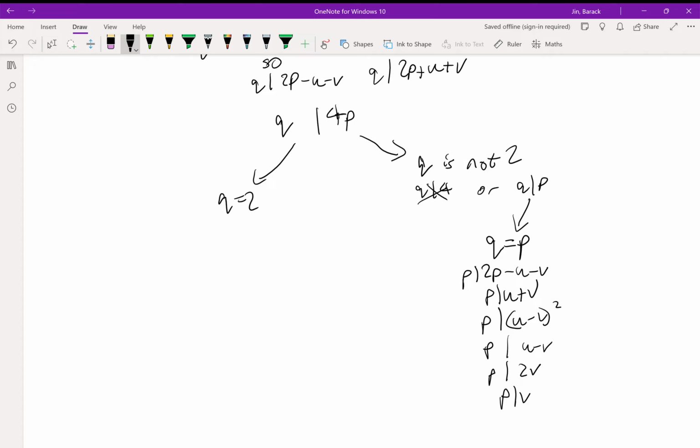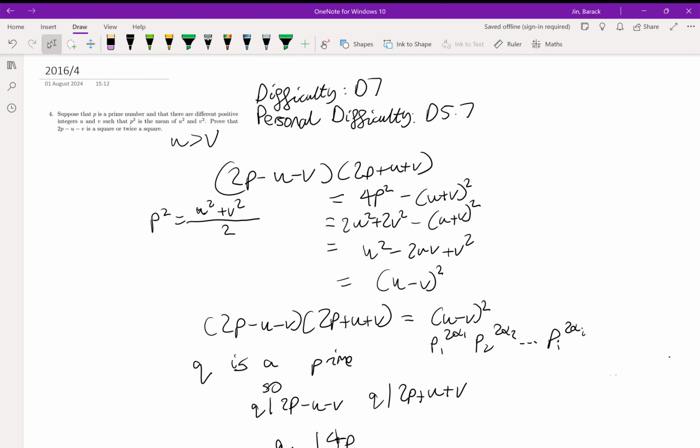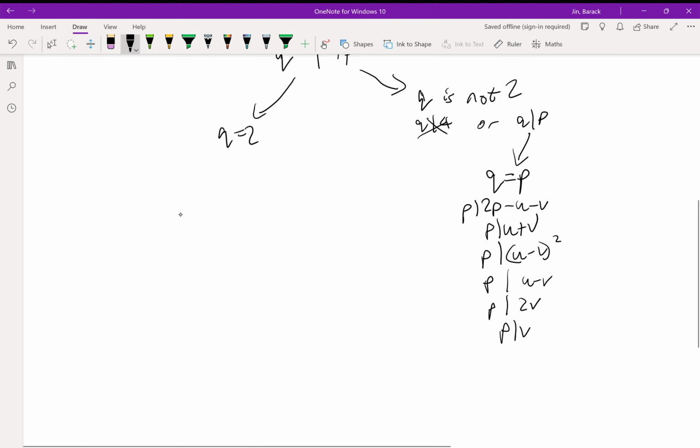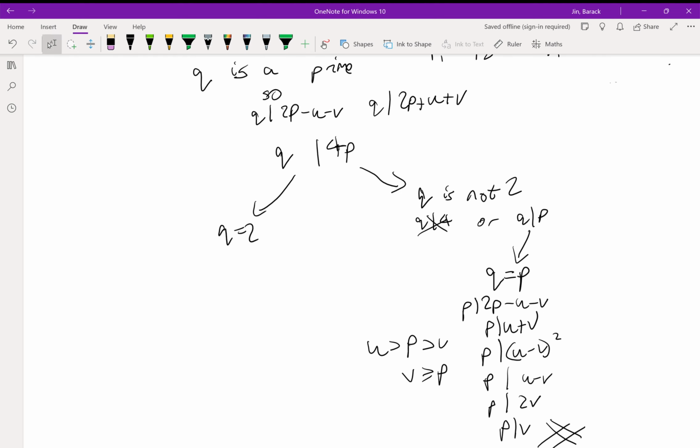Now, the thing is, in this original condition, p is in the middle of u and v. So we have u is greater than p, which is greater than v. But v is at least p. So this is a contradiction. So this cannot happen, which means the only shared prime factor is 2.